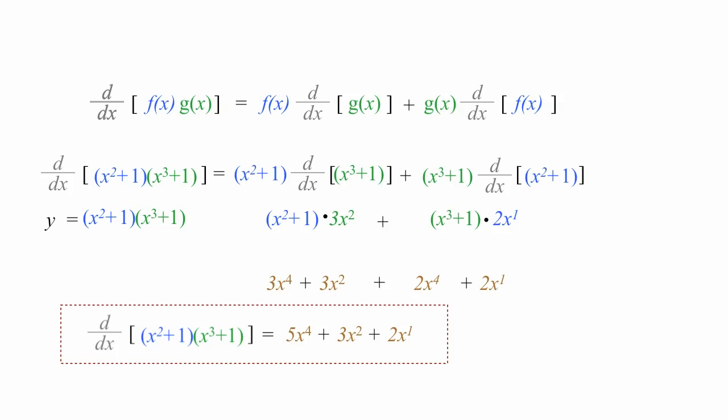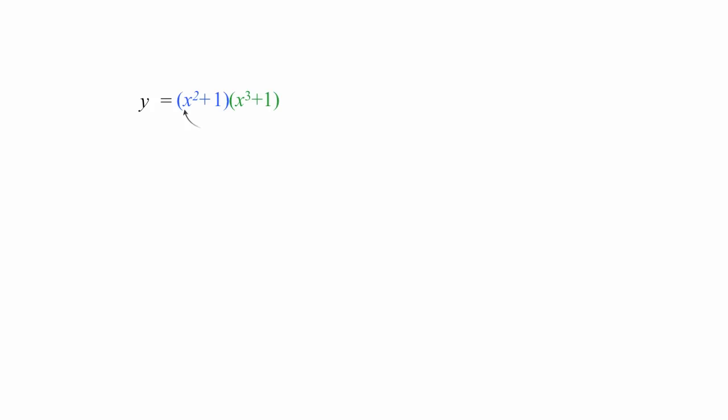Right there. Now, I'm going to do the same thing, but I'm going to multiply out the equation, which gives me x to the 5th plus x cubed plus x squared plus 1. Using the power rule, the derivative of x to the 5th is 5 times x to the 4th. Again, using the power rule, the derivative of x cubed is equal to 3x squared. The derivative of x squared is equal to 2 times x to the 1st power, or 2x.